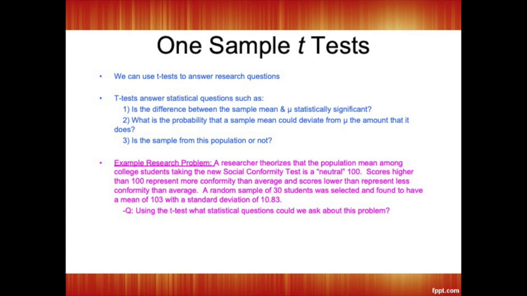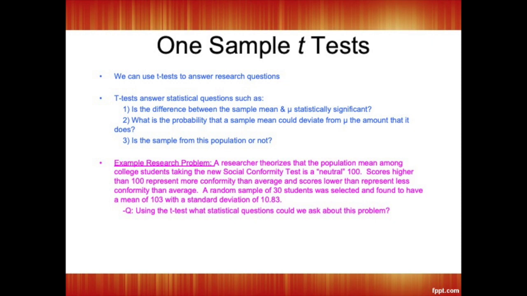Well, we could ask, is the difference between the sample mean, which here was 103, and the population mean, which here was 100, statistically significantly different? So our one sample t-test could answer that question for us. And then what is the probability that this sample mean of 103 could deviate from the population mean of 100 the amount that it does? And so we'll be able to say that with 95% probability or 99% probability.